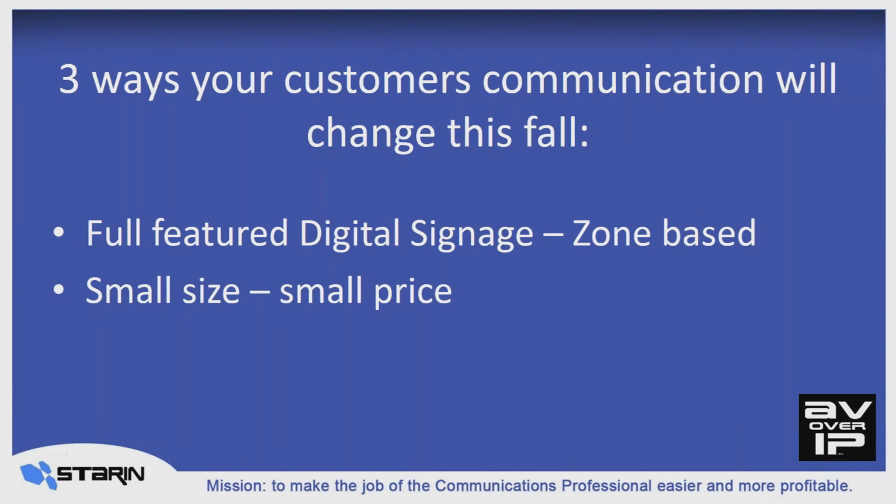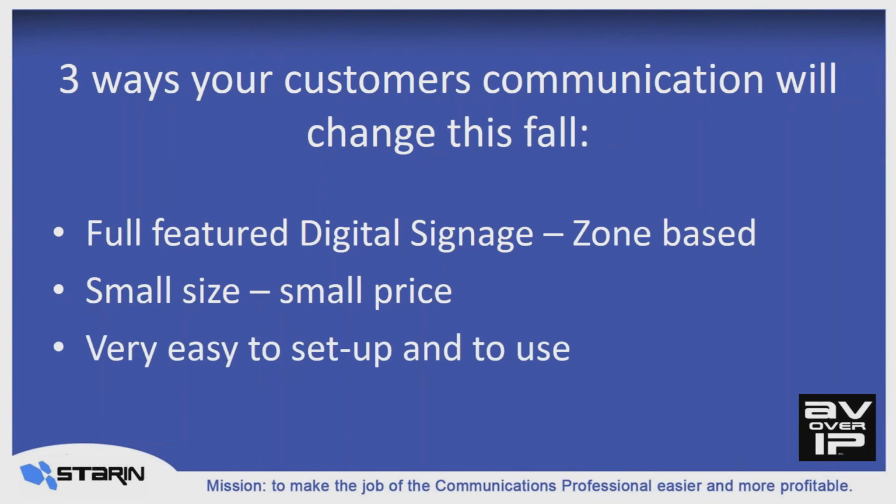Number 2, the Novo DS is a very small footprint device. We gotta get the timing better on that. I gotta get a sound effect or something. And it's a very small footprint device, and at just $499 retail, it has a very small price tag. So you can sell lots of them, and your customers can afford lots of them. And finally, 3.